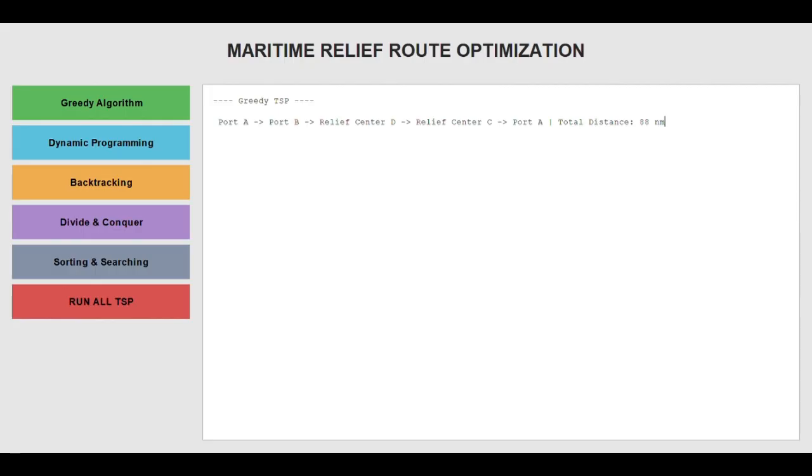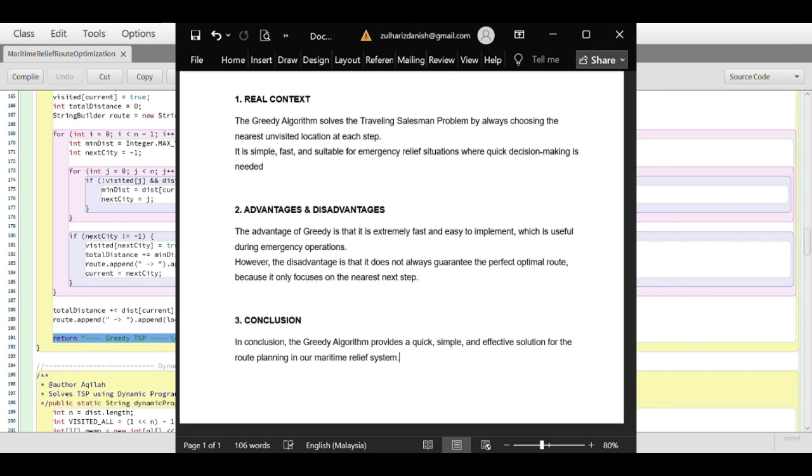The greedy algorithm has advantages and also disadvantages. The advantage of greedy is that it is extremely fast and easy to implement, which is useful during emergency operations. However, the disadvantage is that it does not always guarantee the perfect optimal route because it only focuses on the nearest next step. So in conclusion, the greedy algorithm provides a quick, simple and effective solution for route planning in our maritime system.